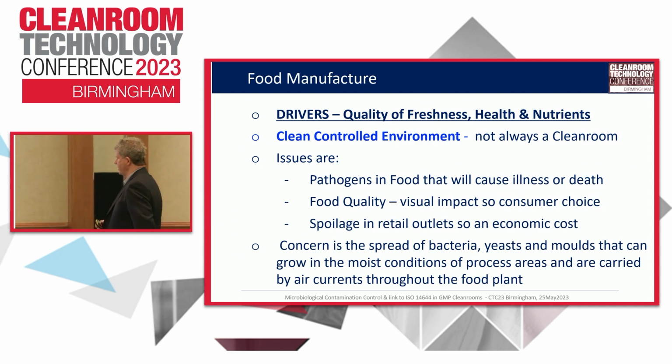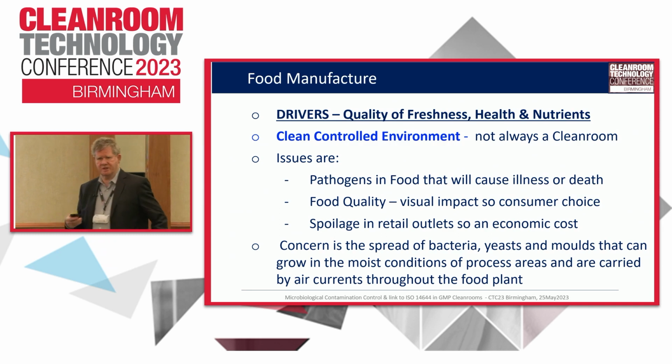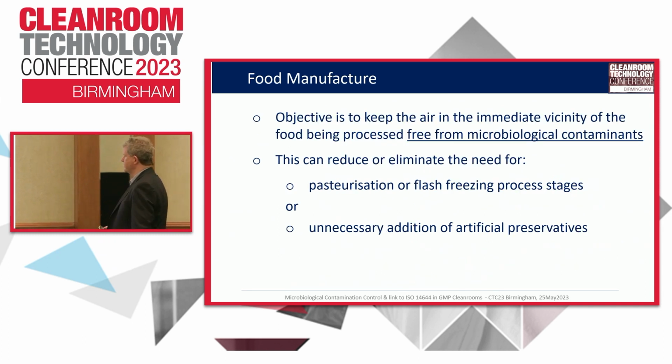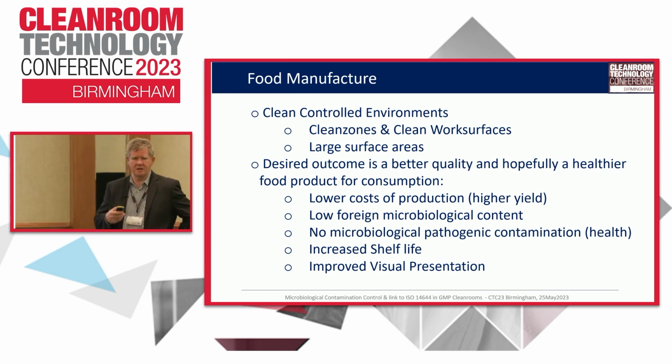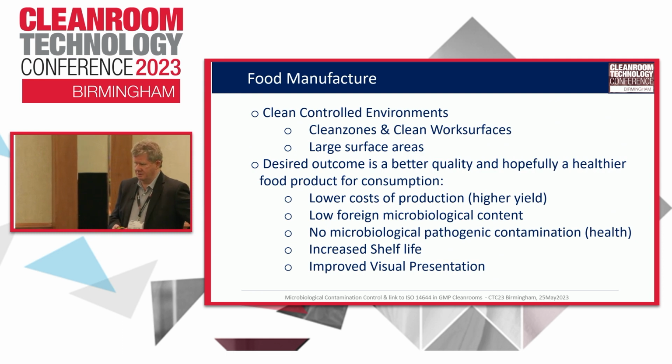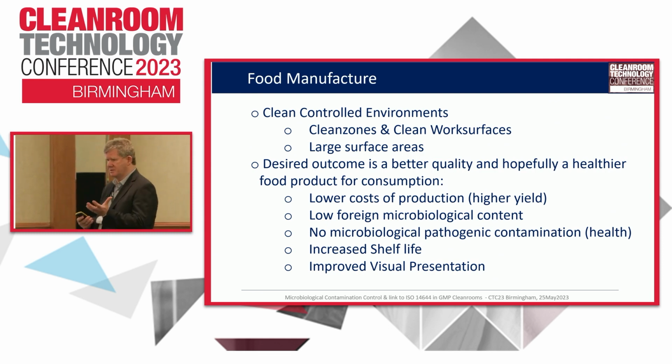So food quality becomes very important. You're worried about things like pathogens and also yeast and molds that change the nature, color and taste of it. So the overall objective in microbiological contamination control is that it actually has a real impact on the cost of foods in the way they're manufactured and processed. So it's about unnecessary addition of artificial preservatives or coloring agents. And on the manufacturing side, you want to drive down production costs, increase shelf life, and increase visual presentation. They all matter in terms of cost and also price.